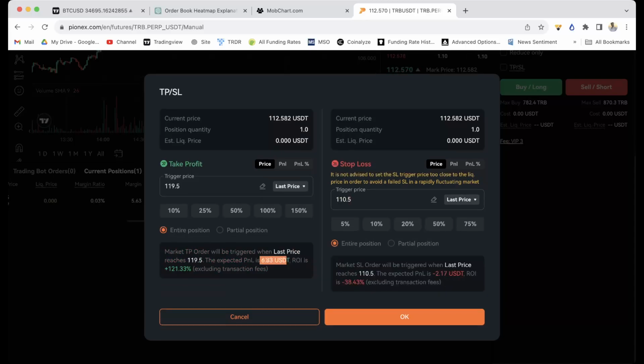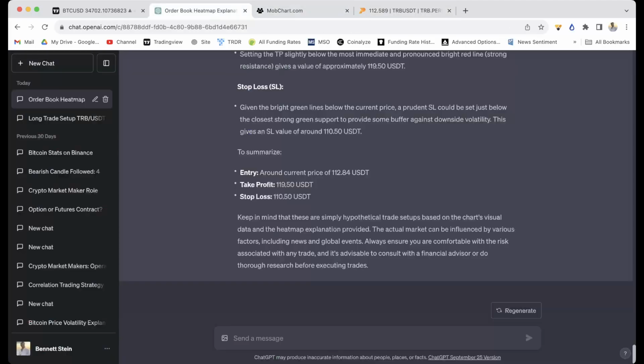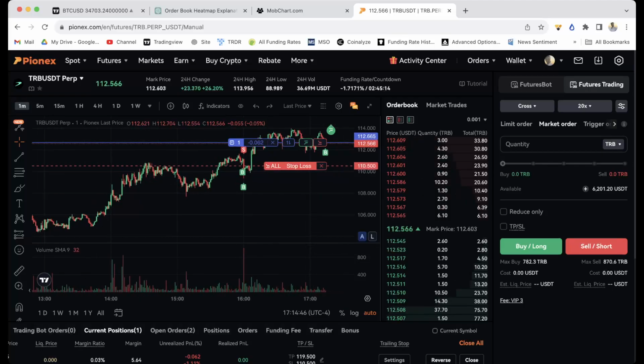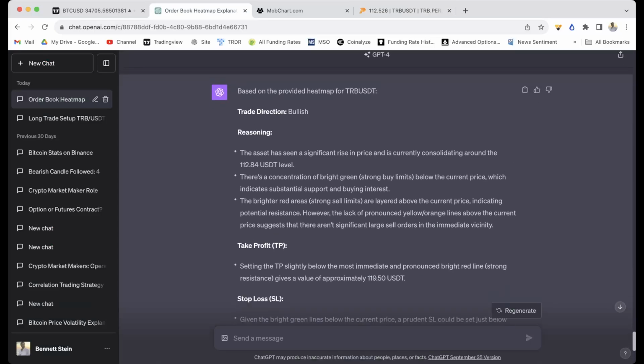So either I make 3x what I lose if I were to lose, including fees. So 110.5 and 119.5 is what it wanted me to do. I have that all set up right here. Okay? With my order at 112.665, and it wanted me to enter 112.84. So I did get a better price than even what it wanted.